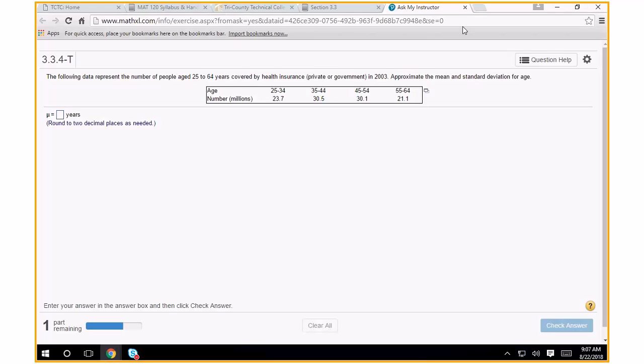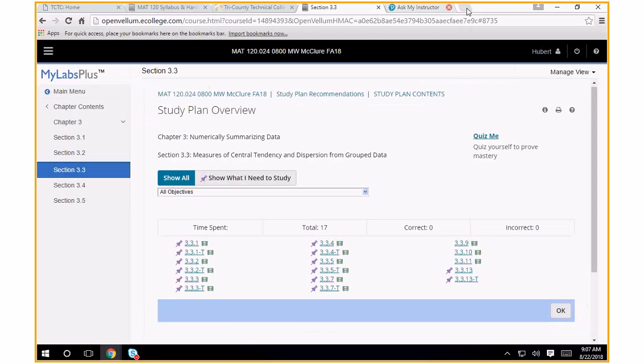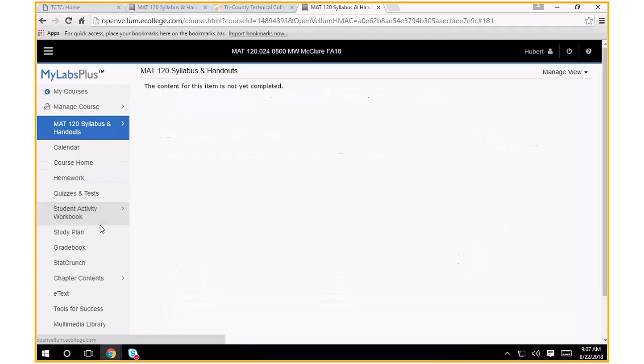What else is there in this MyLabs Plus that you need to go over, Hubert? Well, what do you think grade book is for? I can't find my grade. That's the email I get. Can you tell me how to get to my grade book? Or how to get to my grade? Nope. Because I went over it second day of class. I went over that second day of class.